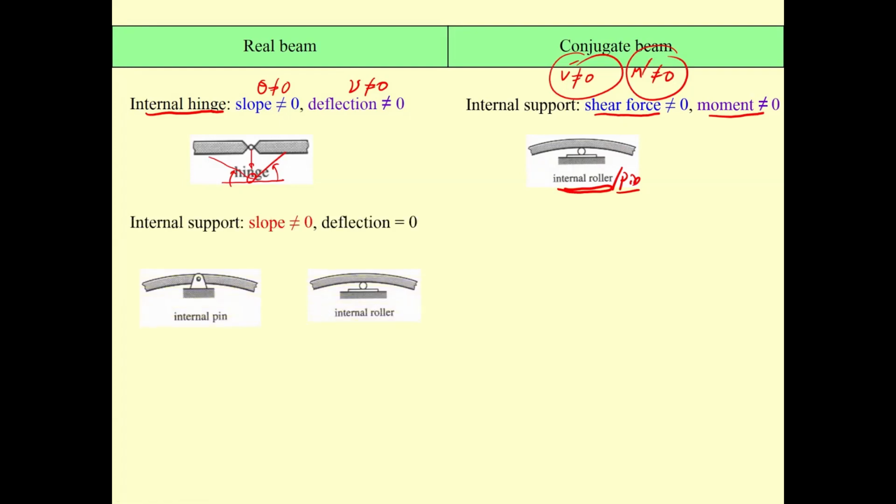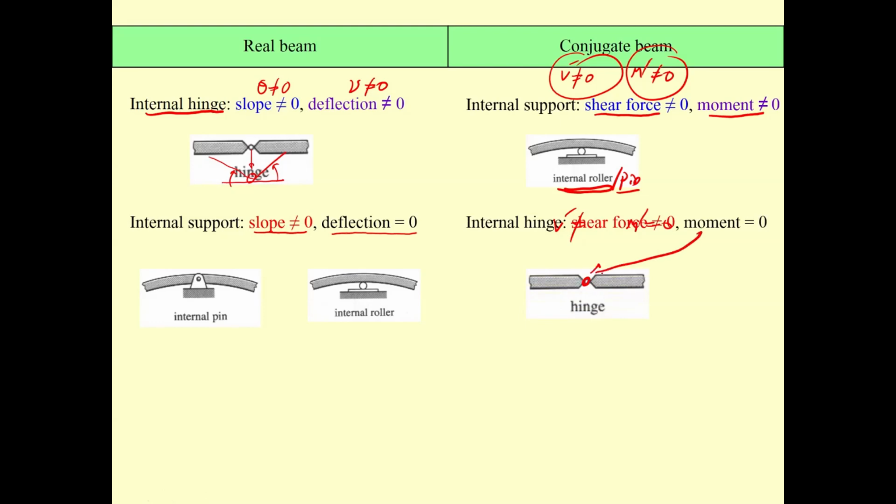Now, for the internal support over here, we have what? The slope won't be zero, but the deflection equals zero. That means V prime won't be zero, and the moment M prime equals zero. That's going to change to an internal hinge. The hinge over here has no moment resistance. Now remember it: fixed changes to free, free changes to fixed, external pin and external roller are the same, internal hinge changes to internal roller, and internal roller changes to internal hinge.